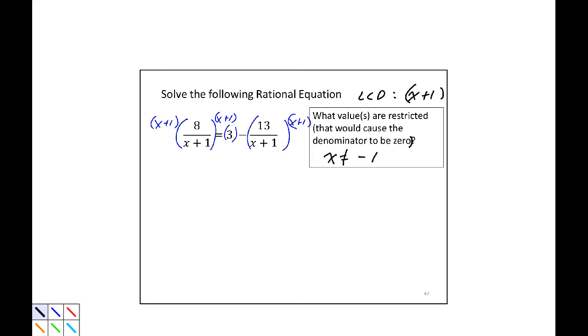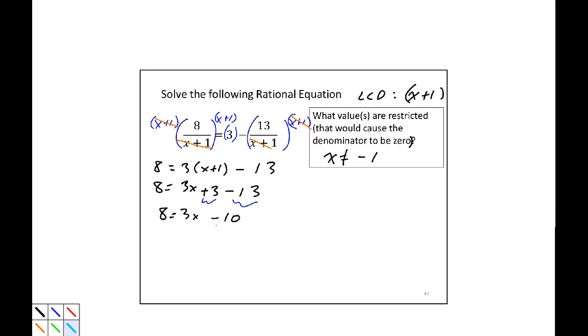Which results in those canceling. X plus 1 cancels here as well, so we will get 8 equals 3 times x plus 1 minus 13. Now we can solve this as a linear equation. Distributing, that would be 3x plus 3 minus 13 equals 8. Combining terms, we get negative 10 there, so 3x minus 10 equals 8.